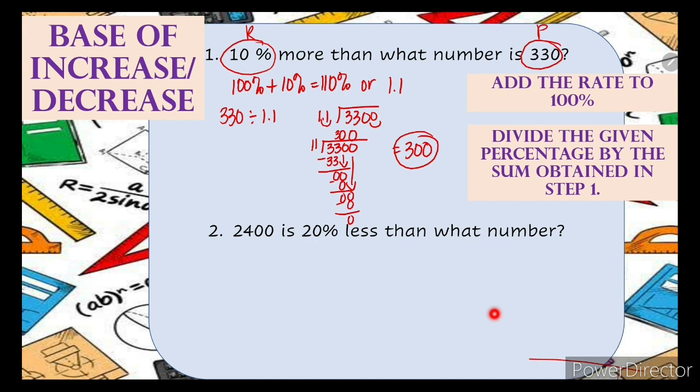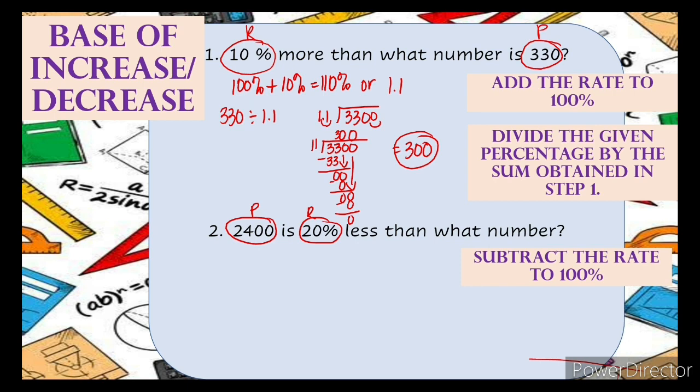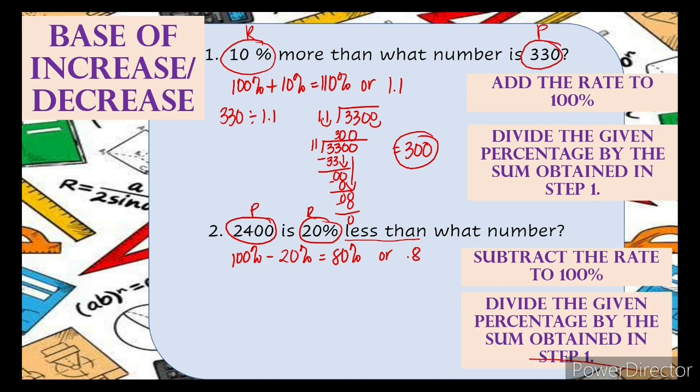Number 2, 2,400 is 20% less than what number? So, given is our rate and our percentage. First step, subtract the rate to 100%. Bakit siya subtract? Dahil hinahanap na natin yung decrease. So, 100% minus 20% is equal to 80% or 0.8. Next step is to divide the given percentage by the sum obtained in step 1. So we have 2,400 all over 0.8.